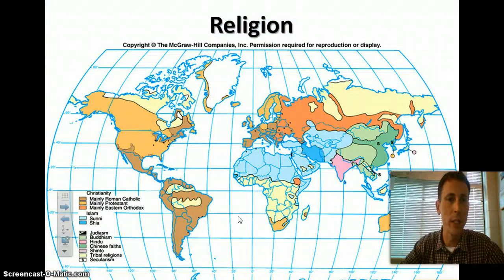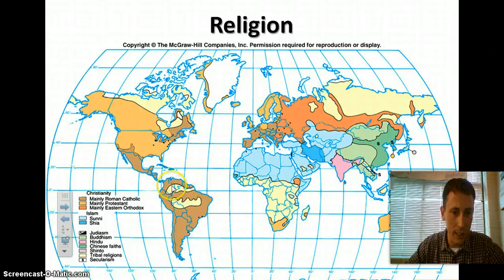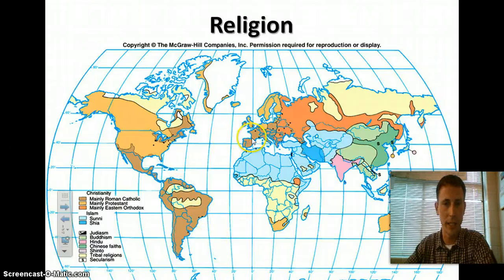Here is a map of the major religions of the world. You will see brown. Yeah, it's brown, guys. It's mainly Roman Catholic, and you will see that that is primarily found in Central and South America, all over Latin America. People are practicing the Roman Catholic faith. That is because if you notice, Spain and Portugal practice Roman Catholicism too.